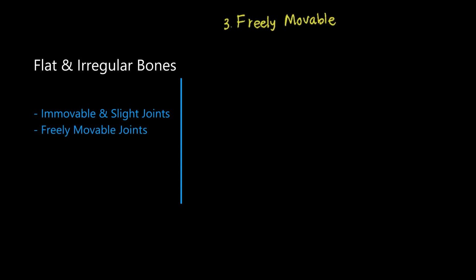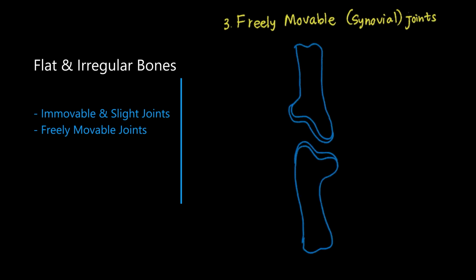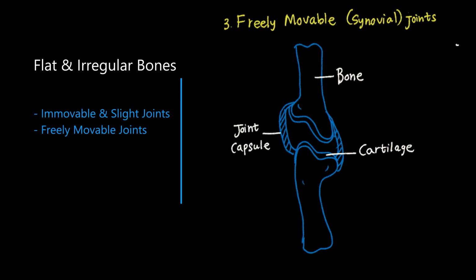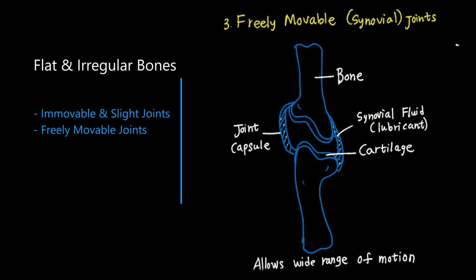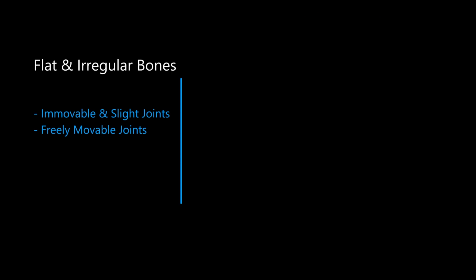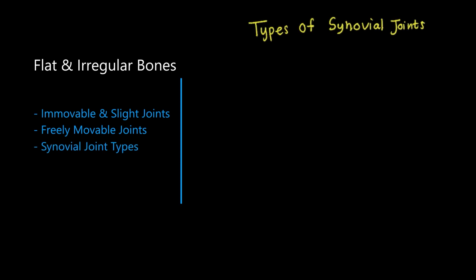The third and most complex category is freely movable joints, or synovial joints. These are the joints you probably think of most often: knee, elbow, shoulder, hip. They allow for a wide range of motion and have a special structure, including a capsule containing lubricating synovial fluid, which is why they're called synovial joints. For the C458 OA exam questions, it's helpful to know the different types of these synovial joints.